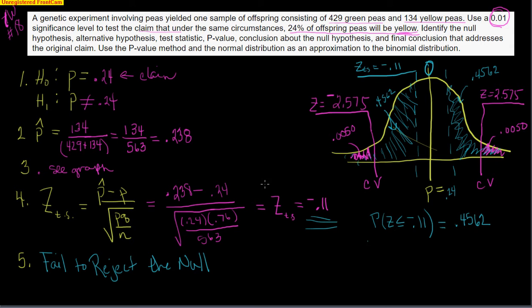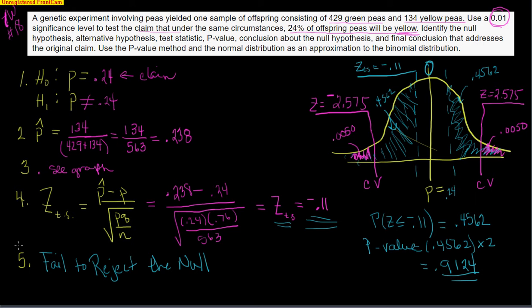Okay, so our p-value is actually that 0.4562 times 2. So that works out to be 0.9124. All right, that is our p-value. And the p-value is just the space under the curve that goes with your test statistic. It's one extra step that you sometimes have to take for your homework if it asks for that p-value.